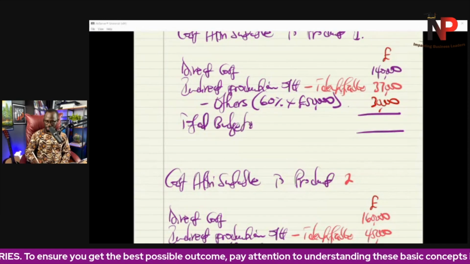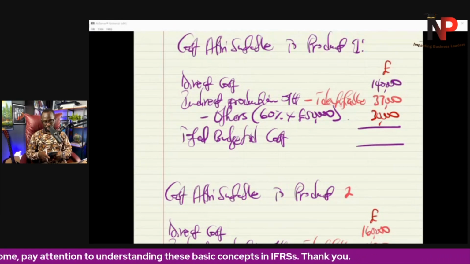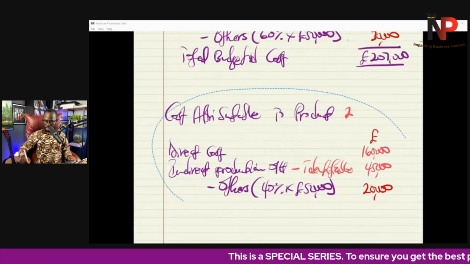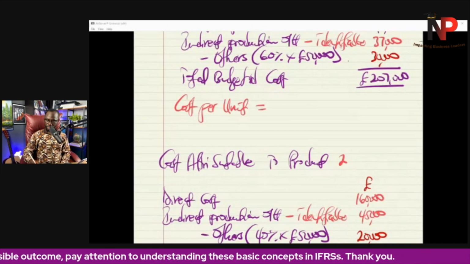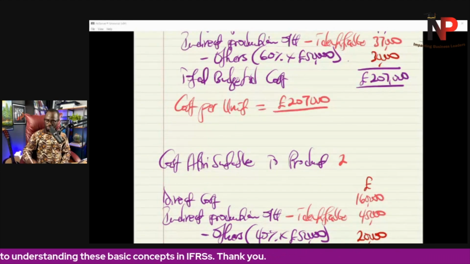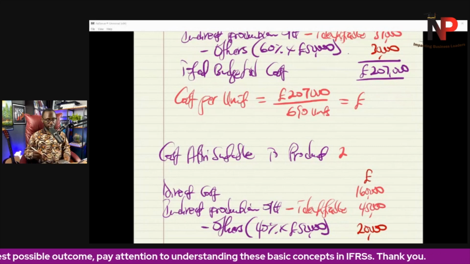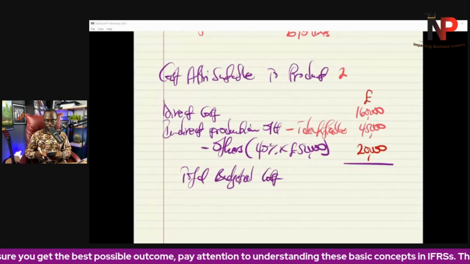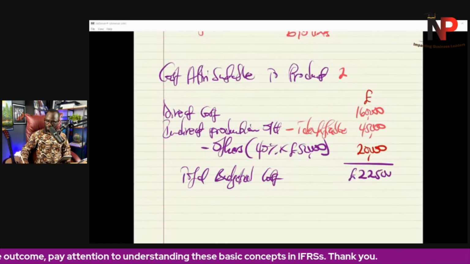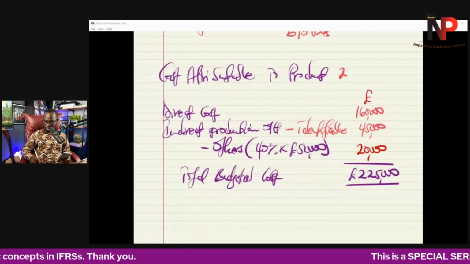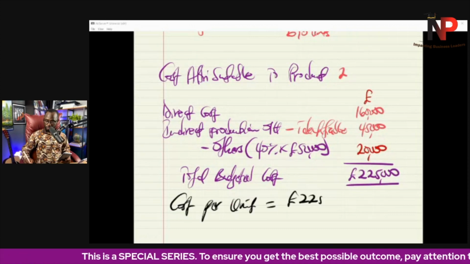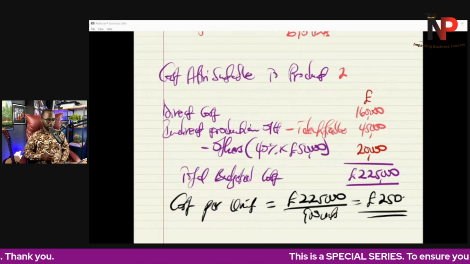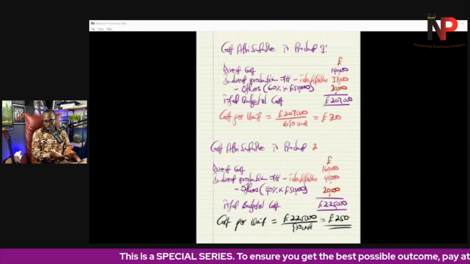So total budgeted cost of inventories for product 1: 140, 37, and 30. That is 207. Based on this, we're going to calculate the cost per unit. The cost per unit is 207,000 divided by the budgeted units of 690. That's 300. Let's go to product 2. The total budgeted cost: 160, 45, 20, and that is 225,000. So the cost per unit of product 2 is 225,000 divided by the budgeted 900 units, and that gives us 250 per unit. So this is using the budget information to get a cost per unit.